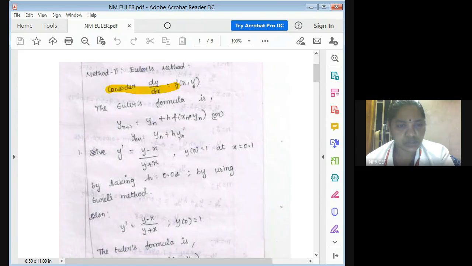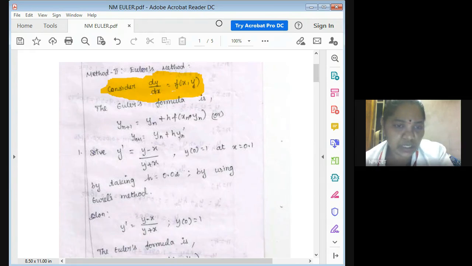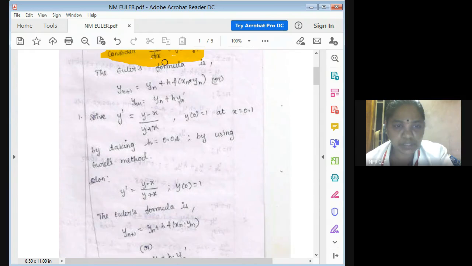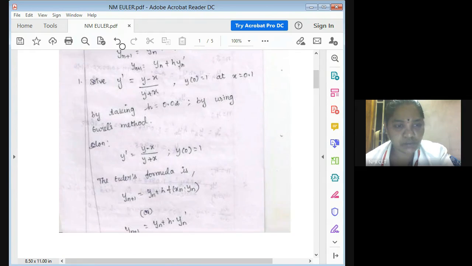See, in this unit we are going only with dy by dx is equal to f of x comma y. We are going to find only the derivatives, okay? So just check how we can derive that dy by dx. So this is Euler's formula: yn plus 1 equal to yn plus h of f of xn comma yn. Simply we can write this as yn plus 1 equal to yn plus h into yn dash. So now let us see the problem.